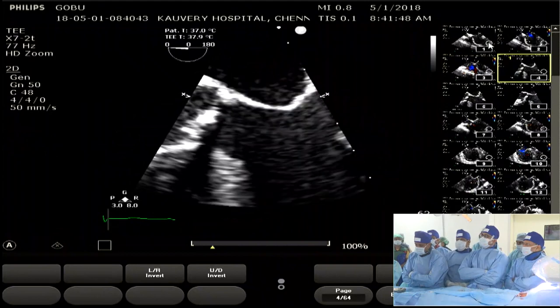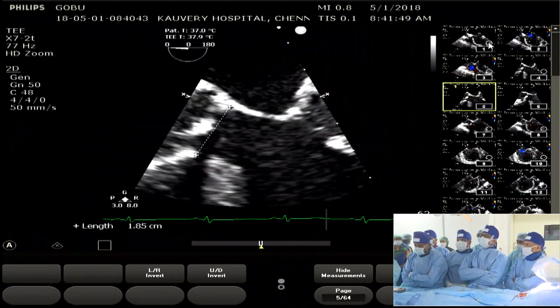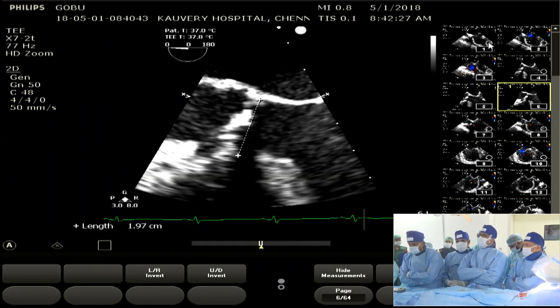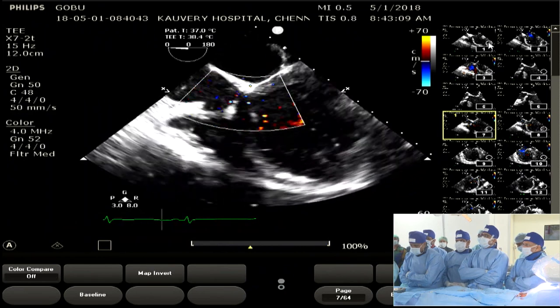This is a close-up of the aortic valve. And this is a measurement on 5-chamber view. I hope you can appreciate the number at the bottom left of the screen, about 18.5 at the annular level. Here we have 19.7. So we've taken multiple measurements to average out whatever the biggest diameter is.